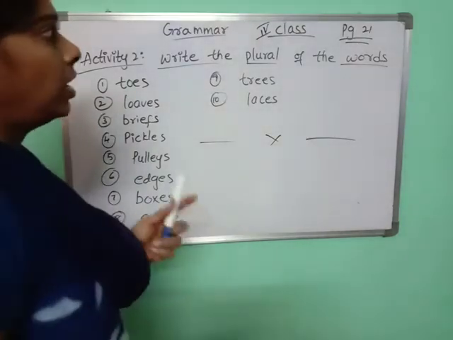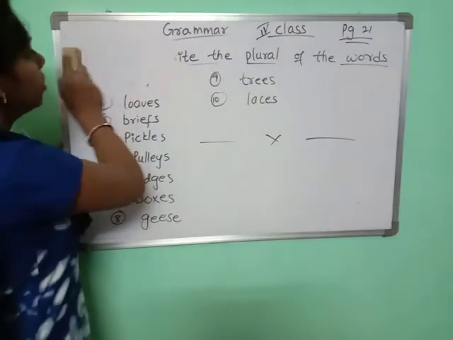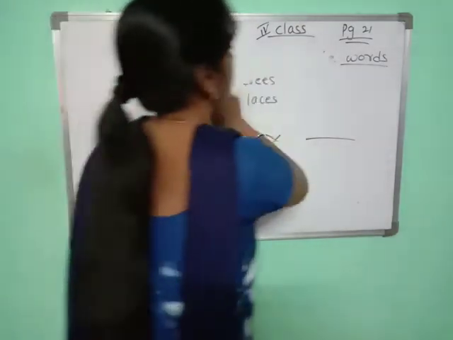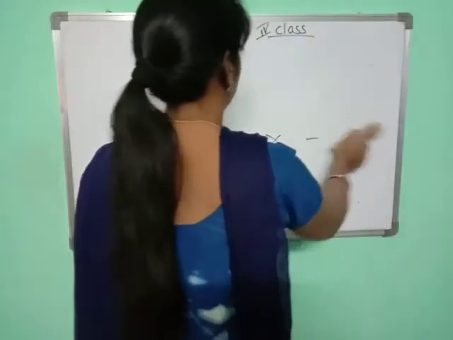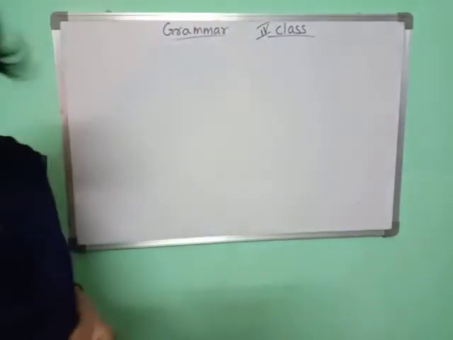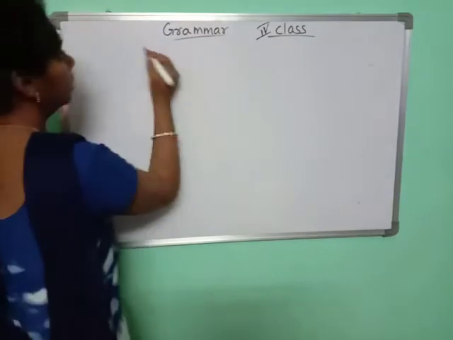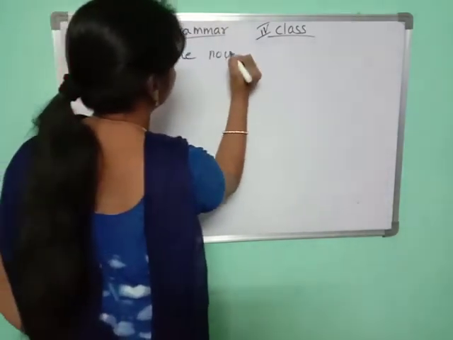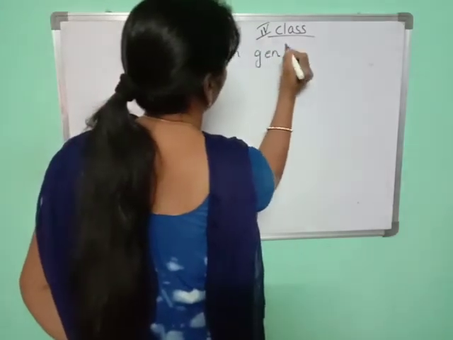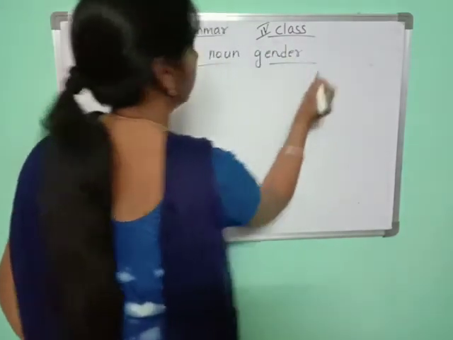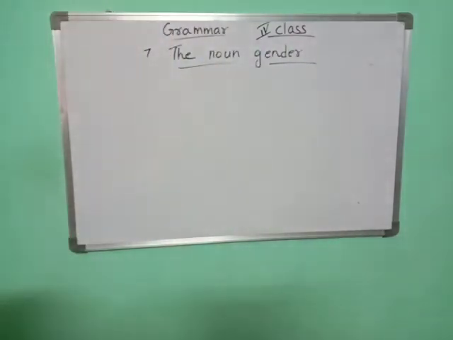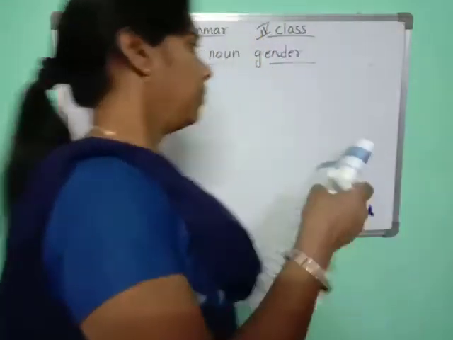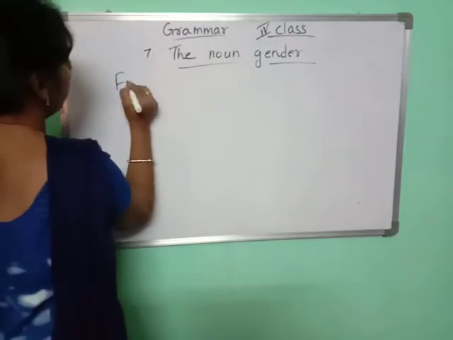So with this we have finished the singular and plural. Now we'll start the next topic. That is noun gender. So there are four genders, children. First of all, we have four genders.